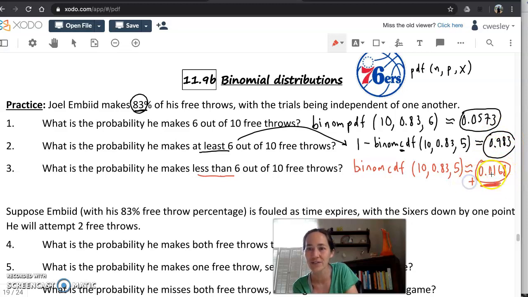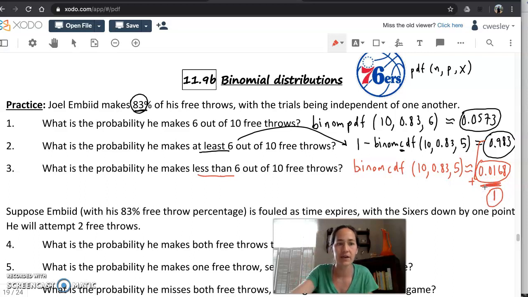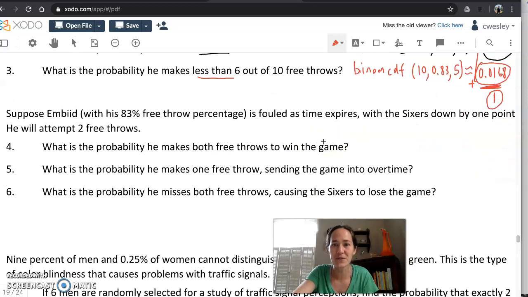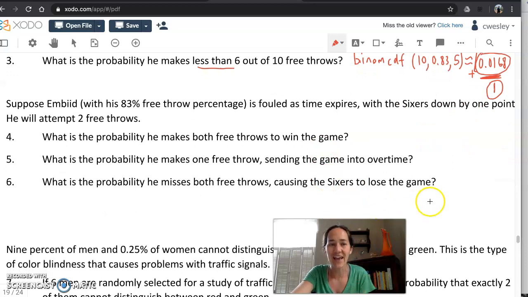If I add these up, add these 2, you get a total of 1. That covers every case. All right, so we're still talking about Embiid, but let's just say it's the end of a game. Things are getting exciting. He's fouled as the time expires, and he goes to the line to attempt 2 free throws. Let's find 3 different probabilities for 3 different outcomes for the Sixers.